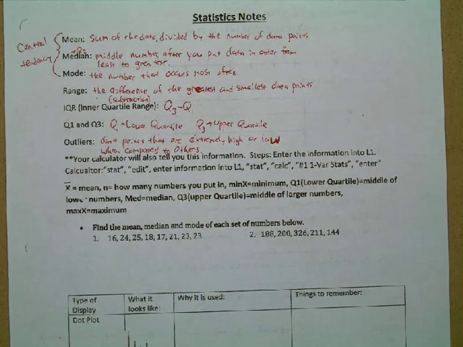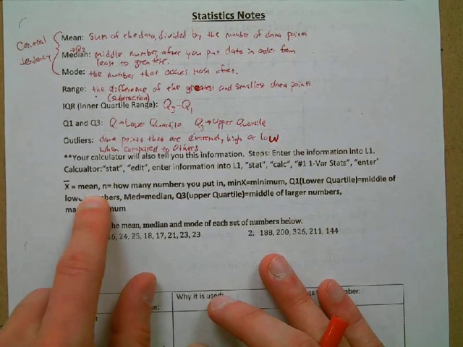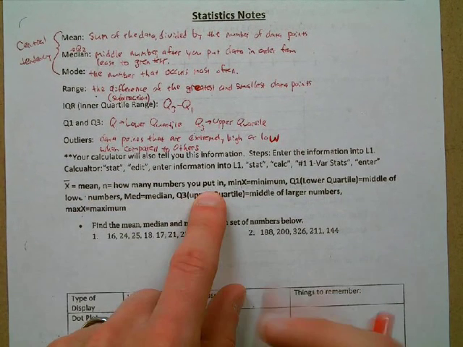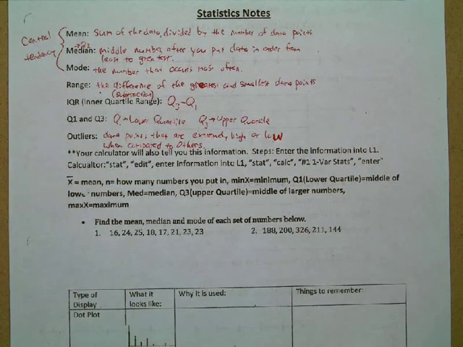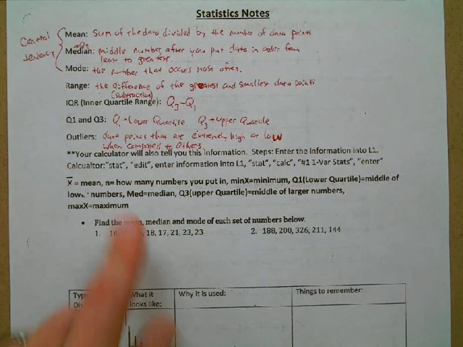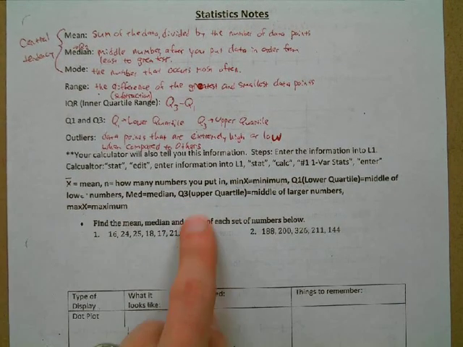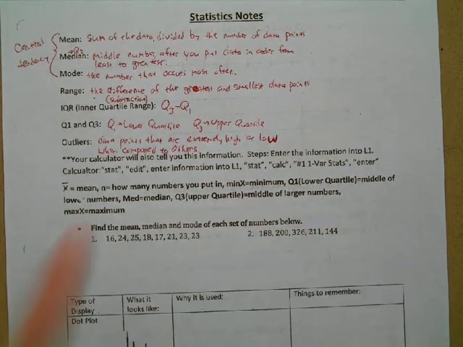So you remember x bar, there's your mean. n is how many numbers you put in. Min X is your minimum, your lowest value. Q1, you know what that is. Median is Q2, or your median. Q3 is your upper quartile. And then max X, that's your highest value there.